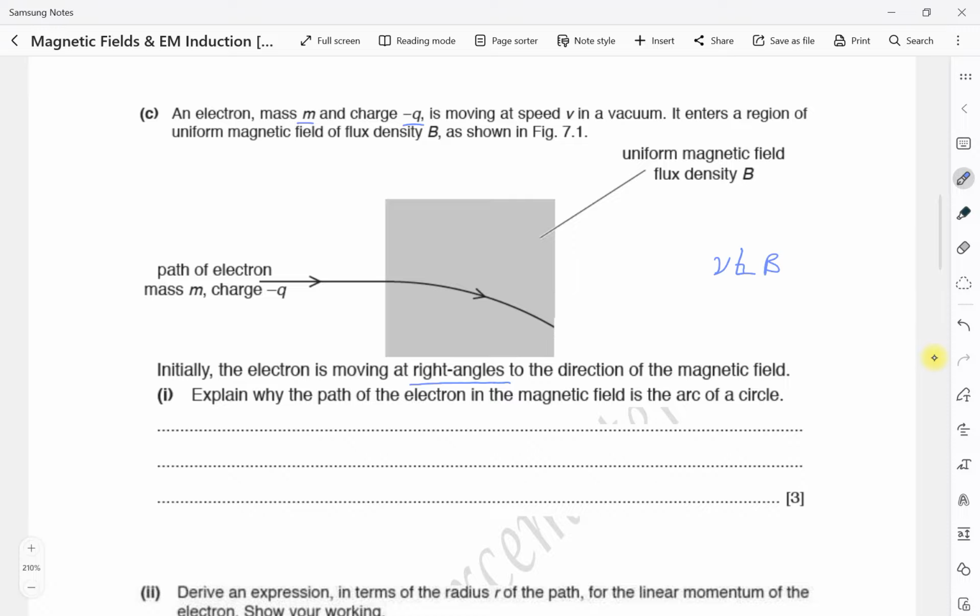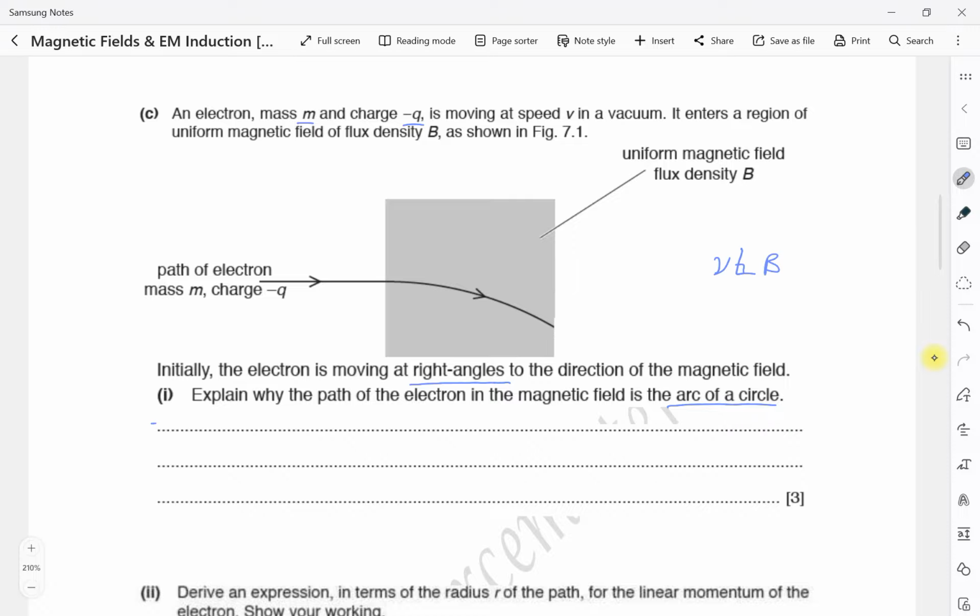Explain why the path of the electron in the magnetic field is the arc of a circle. We have already answered a similar question. When a charged particle enters perpendicular to the magnetic field, the magnetic force is always constant in magnitude and always perpendicular to the velocity of the particle. So the force does not change the speed, there is no change in kinetic energy, there is no work done, and therefore the magnetic force just provides centripetal force or centripetal acceleration.